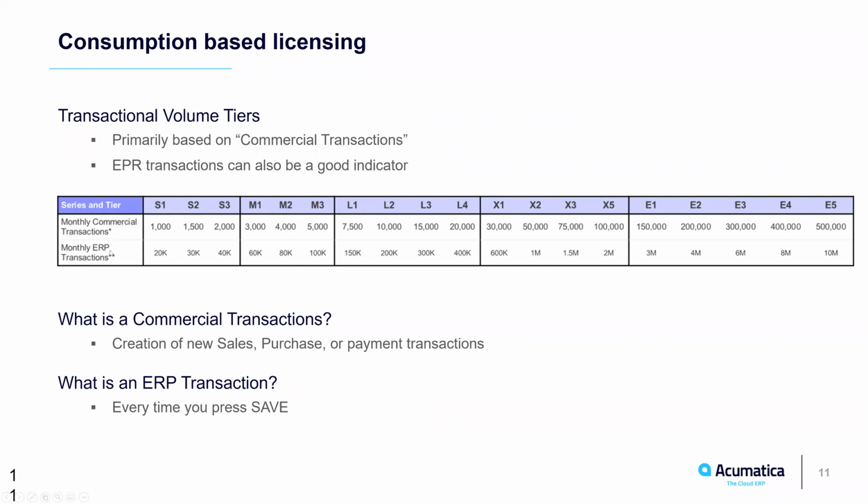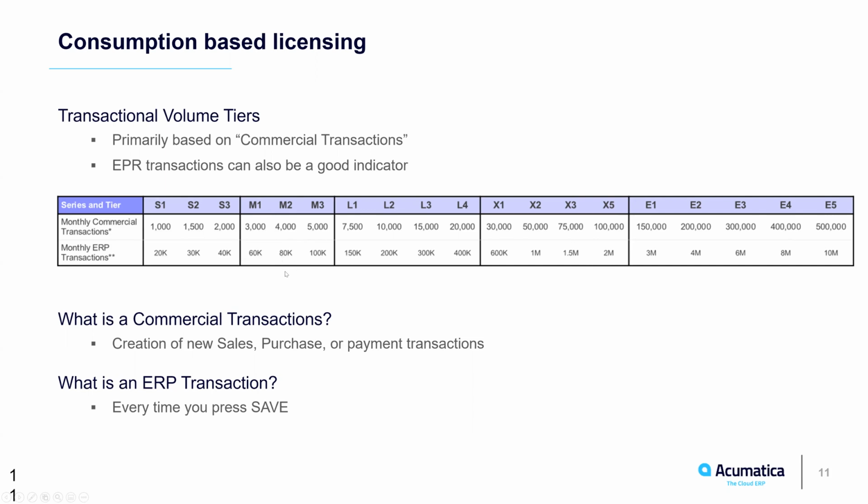Then we have this other thing we call monthly ERP transactions. This is simply when you think about when you're on a screen and you press the save button, the system has to go back and save that transaction or the changes that you've made. Those numbers are much, much higher scale. Typically, these don't come into play for 99% of our customers. If you're in a standard order of business, the number of ERP transactions you have is plenty to cover you for the number of commercial transactions that you're performing.